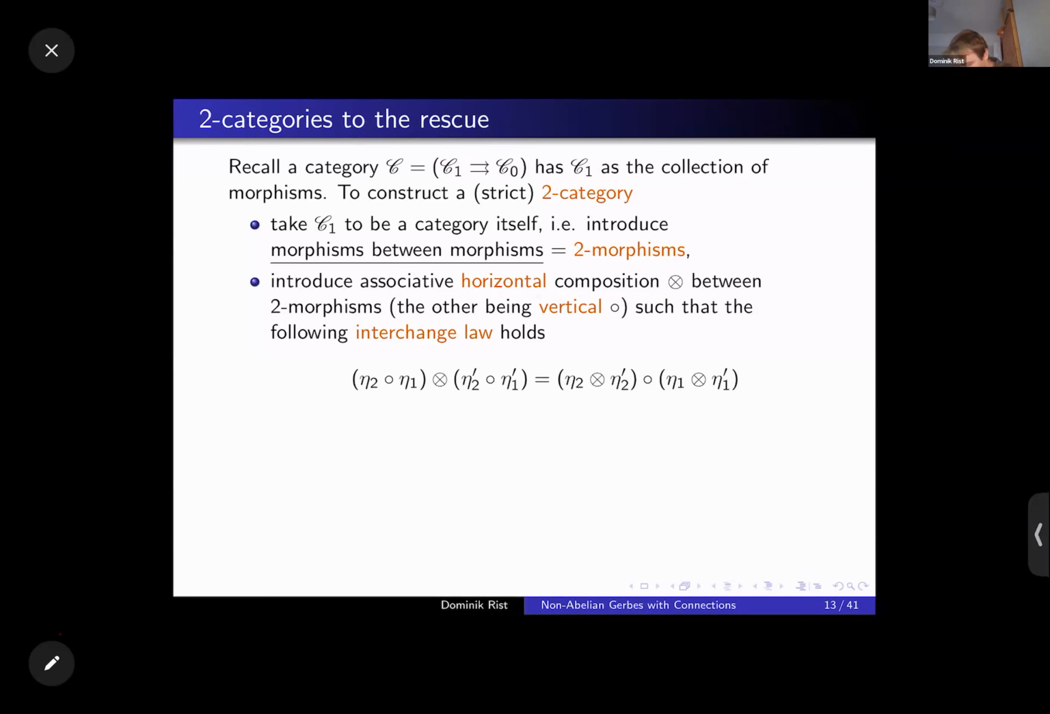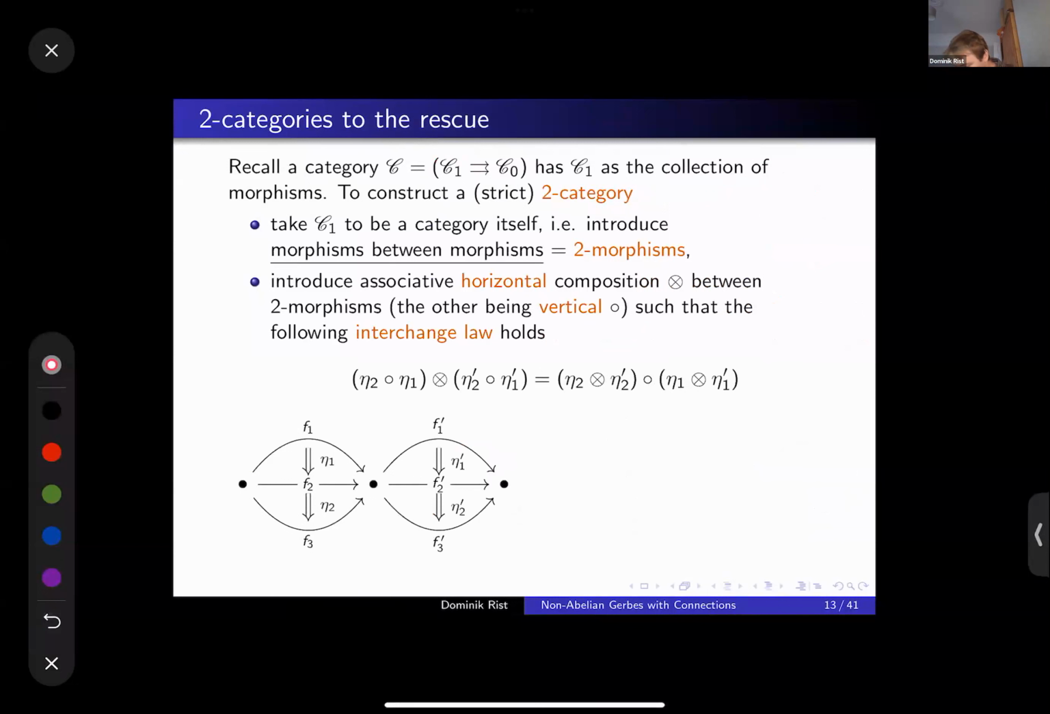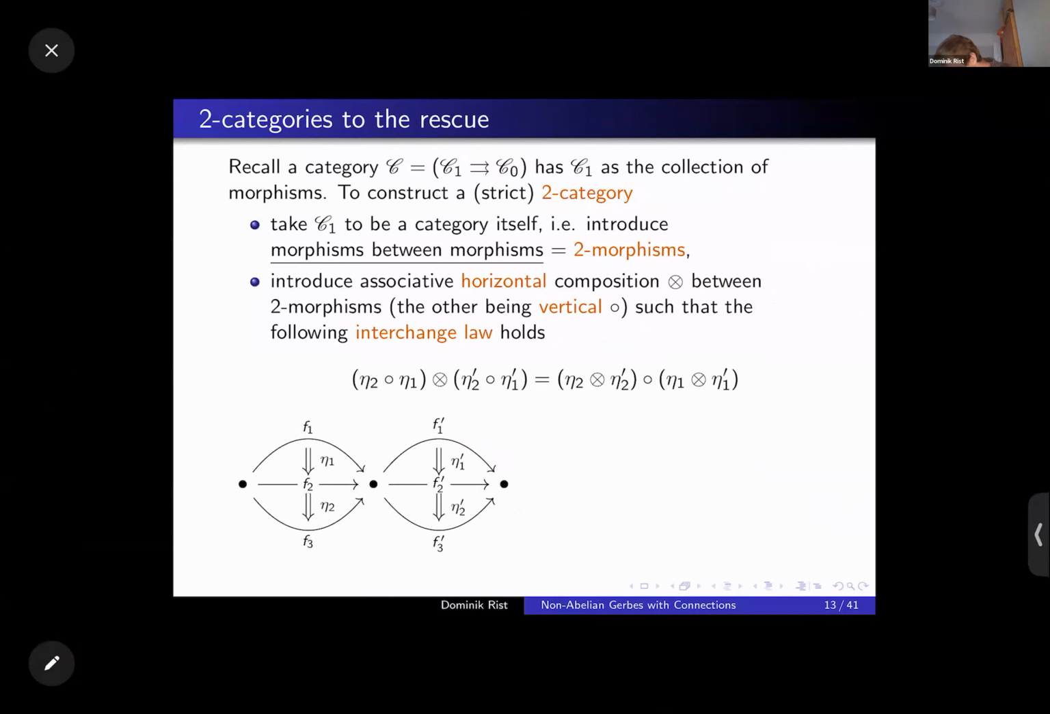I'll just show you a picture, which will be basically the same picture that I drew previously. This is an example of how you can visualize this. So the points are my objects in the two category. The arrows are my morphisms, or one morphisms, as I now call them. And then I also introduce arrows between arrows, so morphisms between morphisms, depicted by these double-lined arrows, which give me the two morphisms.